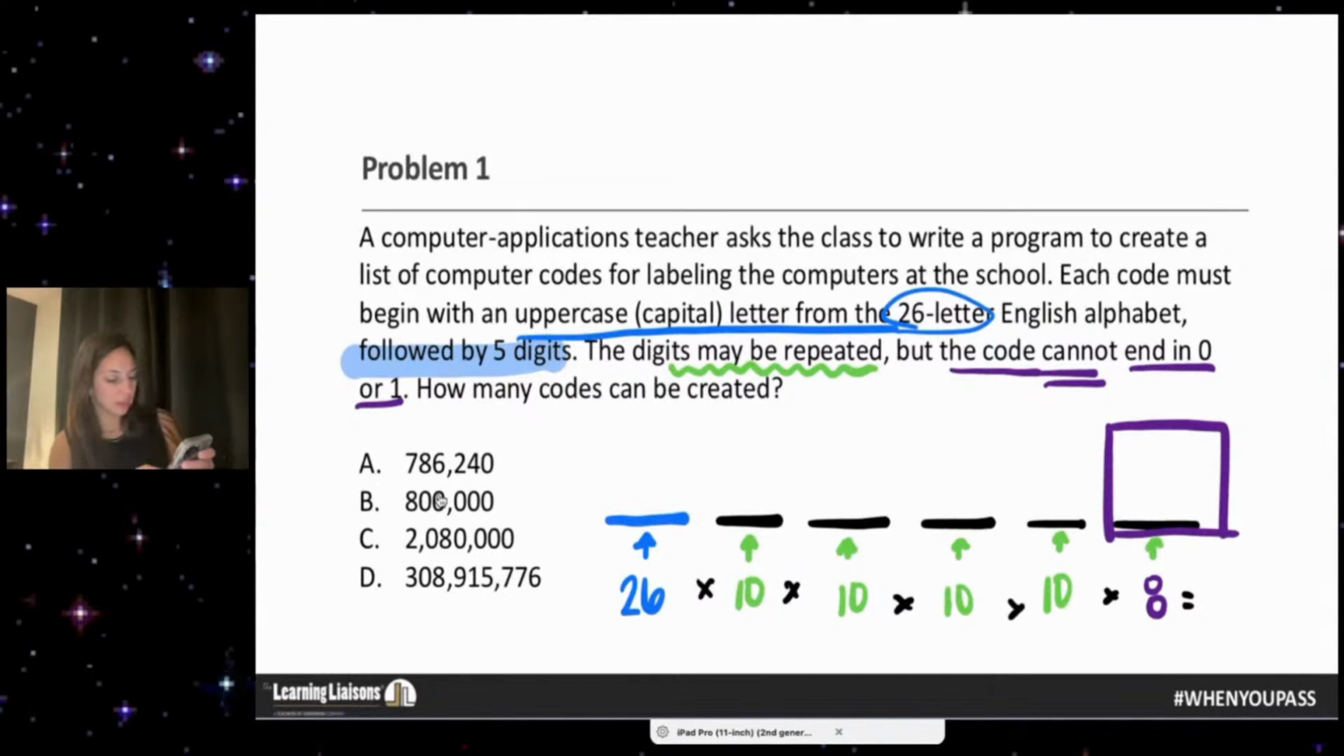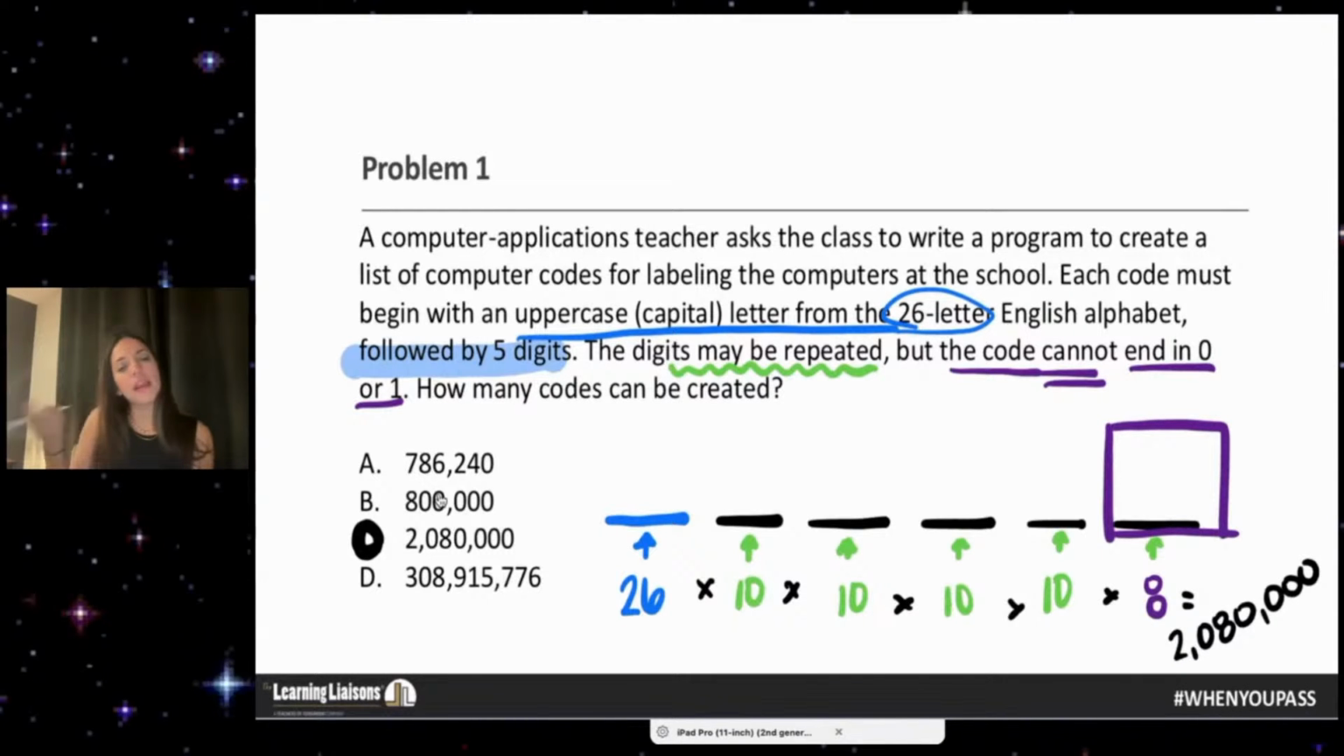So I'm going to get my handy dandy calculator. 26 times 10 times 10 times 10 times 10 times 8. So 4 10s, an 8, and a 26. And that equals 2,080,000. 2,080,000 options. So C is the correct answer.